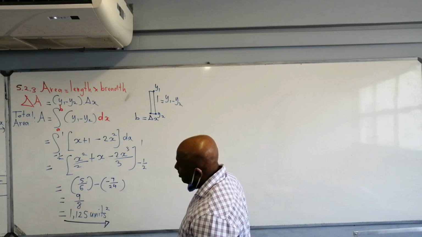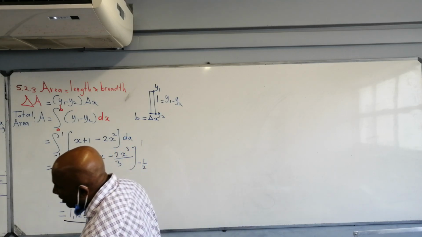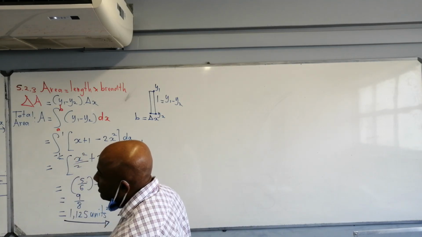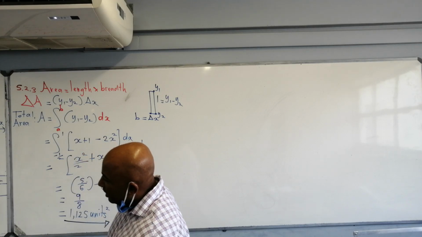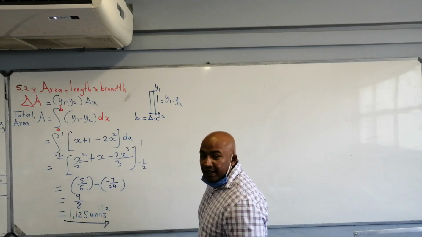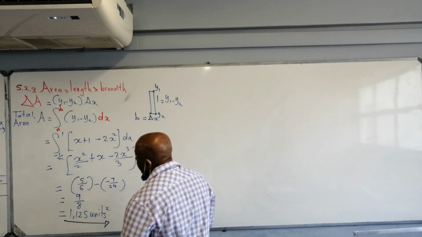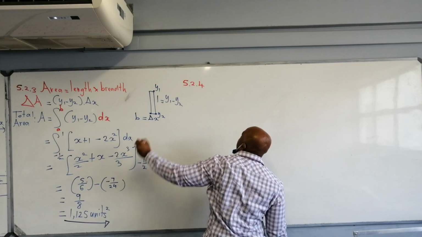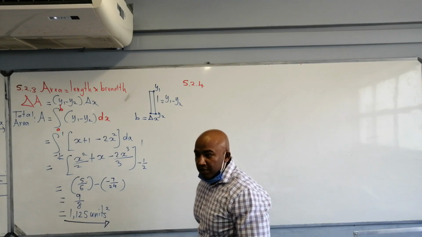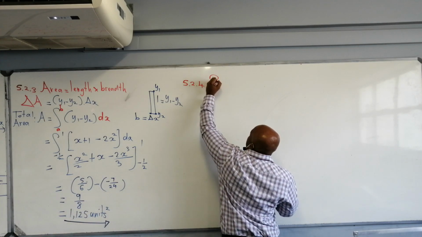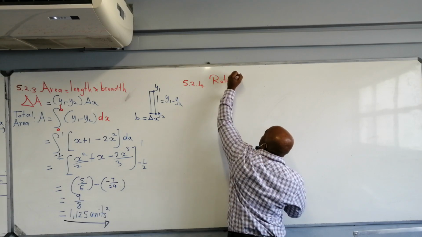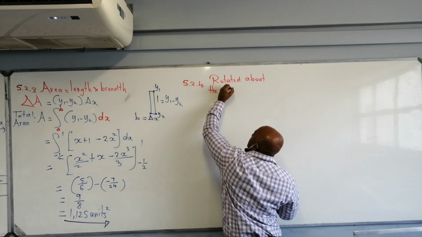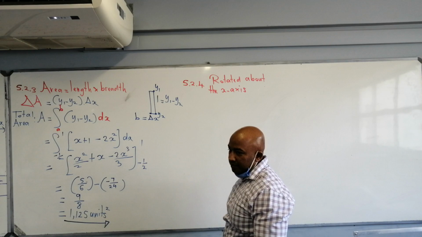Right, so that was 5.2.3. Now that was also only 2 marks in this one. The next one is calculate the volume of the solid of revolution formed when the area is rotated about the x-axis. So this one is 5.2.4. The question is, the stated area is rotated about the x-axis.